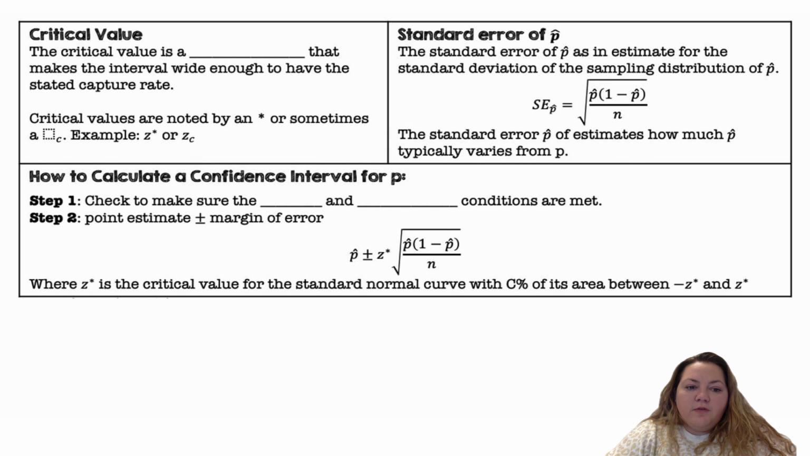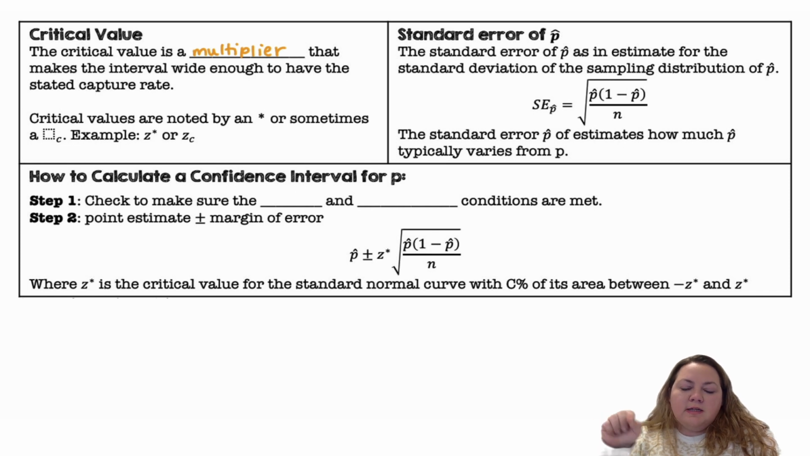All right, the critical value. The critical value is the multiplier that makes the interval wide enough to have the stated capture rate. So if we're doing 95% or 90%, it gives us that value so that we can make sure it's going to be wide enough for that level of confidence interval. Critical values are noted by a star or sometimes a subscript of C, so z star or z sub C.